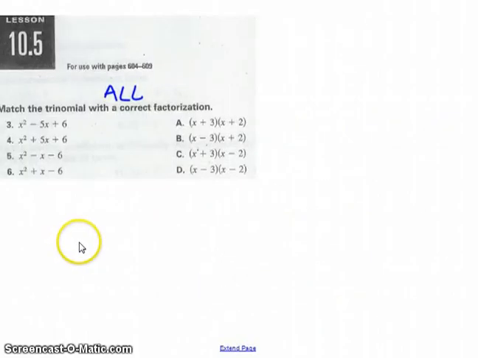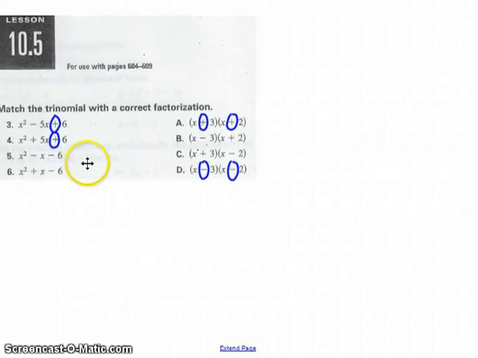We jump ahead to chapter 10.5, and the first set of questions all go together. I want you to do all of these, 3, 4, 5, and 6, and match these trinomials with these factors. First of all, what I notice is these first two trinomials end in plus 6. The others end in minus 6. So they have this in common, the plus 6. Well, how can you end up with plus 6 at the end? If I'd been working from FOIL, this number always comes from last times last.